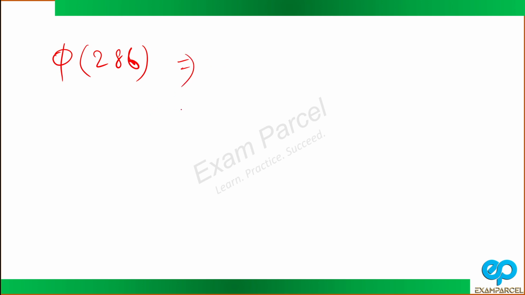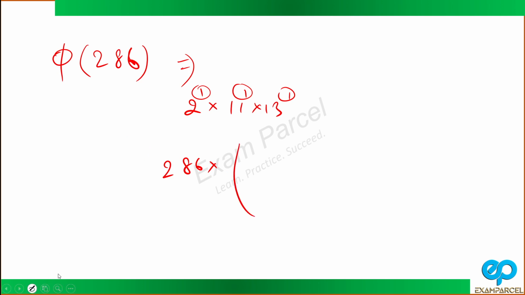So first prime factorize 286, so that would be 2 into 143, that would be 11 into 13, right? If I'm not wrong, yes. So 2 raised power 1, 11 raised power 1, 13 raised power 1. In fact, I am not at all concerned with this, right? So I will take the number 286. I will note down all the primes. So my primes are 2, 11, 13, right?